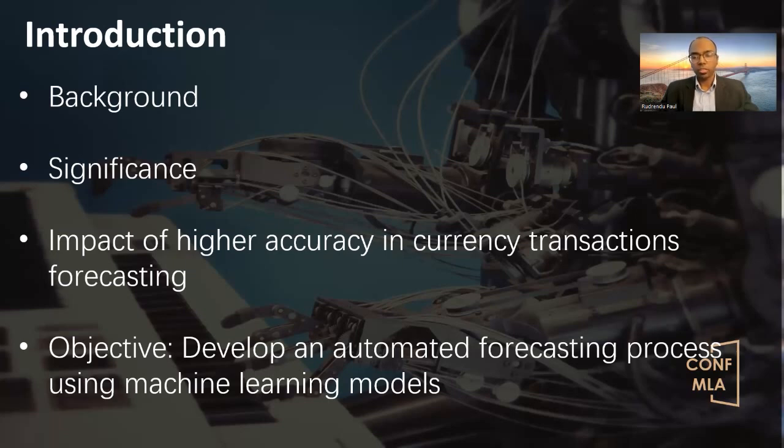And the challenge is the finance and treasury teams typically have a non-machine learning background. So therefore, they are using mostly linear models such as moving averages or ARIMAs or SARIMAs. And these are often not able to capture the non-linearity in the trend of the data, and therefore, the accuracies might be lower.